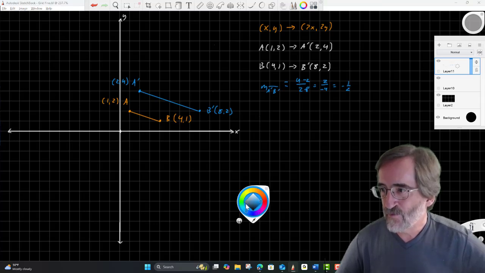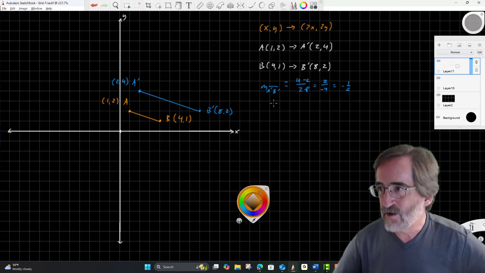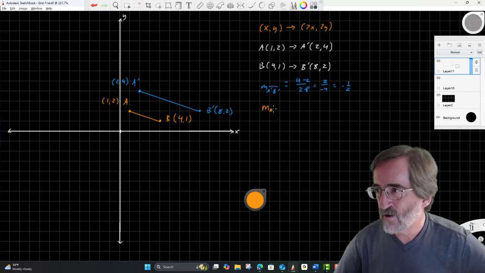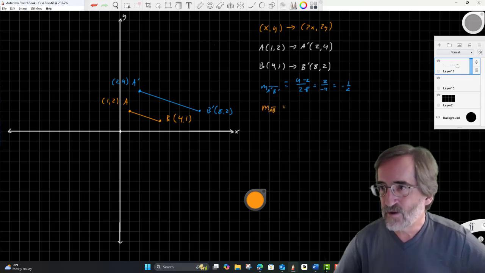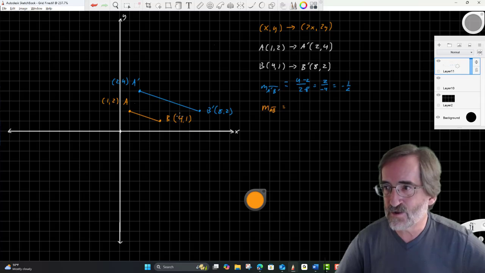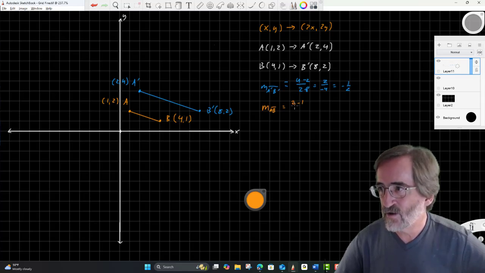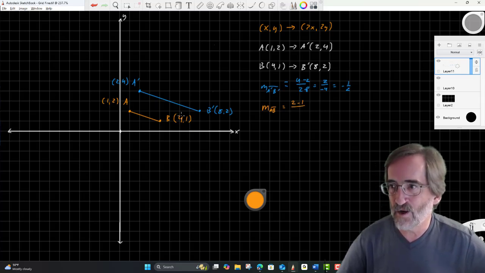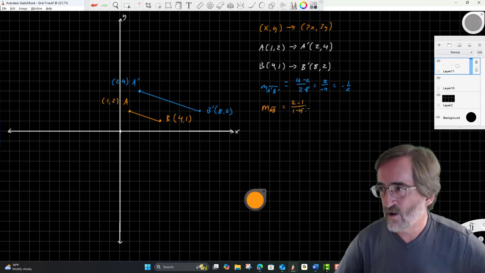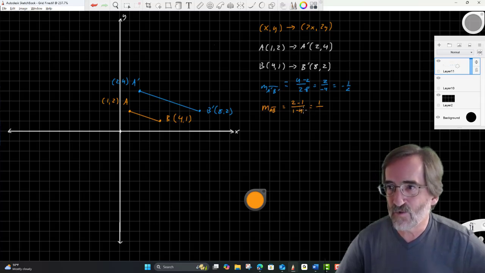And the slope of AB is, change in Y, 2 minus 1. Change in X, 1 minus 4. 2 minus 1 is 1. 1 minus 4.